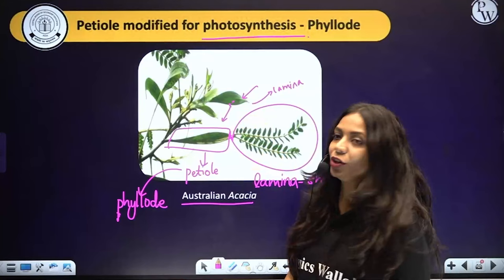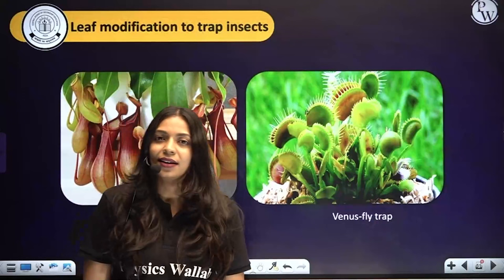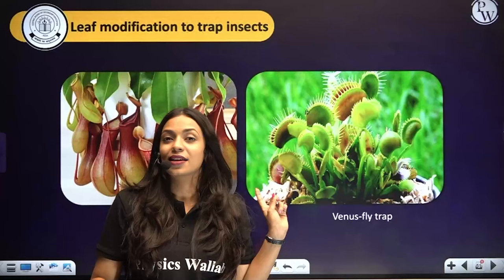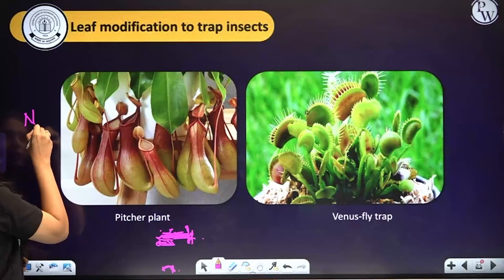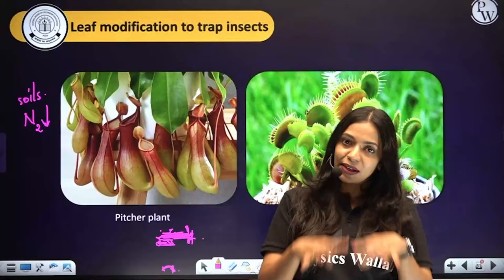Is that clear? Now let's talk about leaves modified to trap insects. You know, in some plants which we call insectivorous plants, plants trap insects and digest them. Why this happens is because such plants grow in soils that do not have a lot of nitrogen. The soils are deficient in nitrogen. So in order to obtain nitrogen, they trap insects, they secrete enzymes that digest the insects, and from the insects, they will absorb the nitrogen.